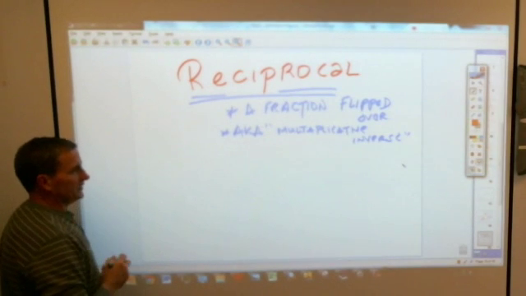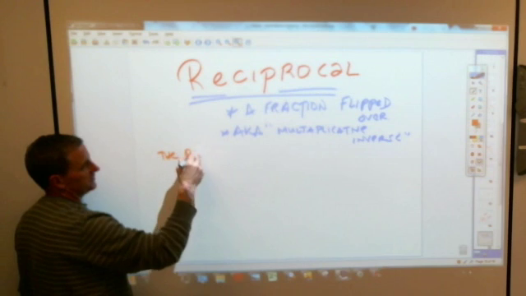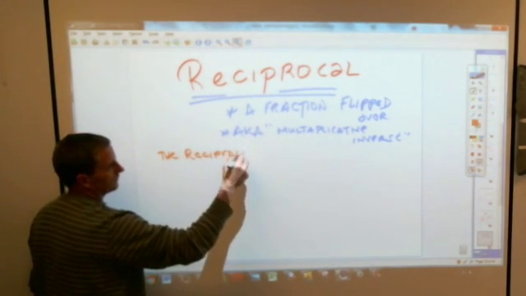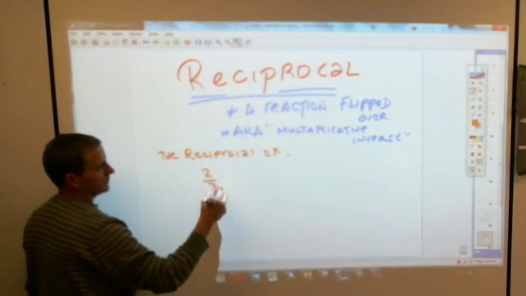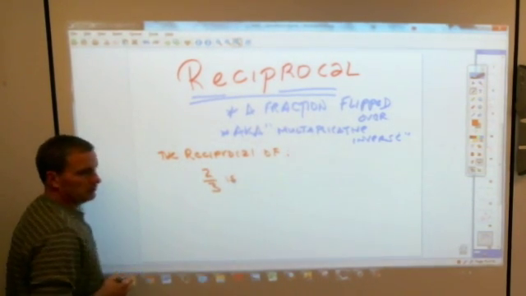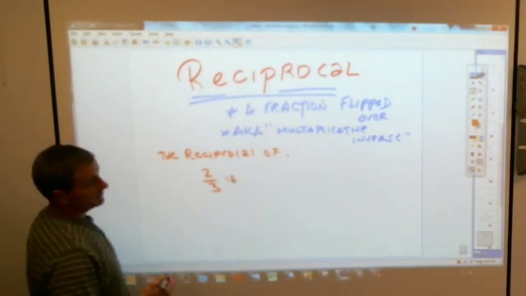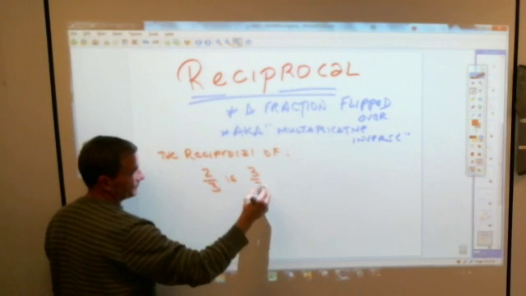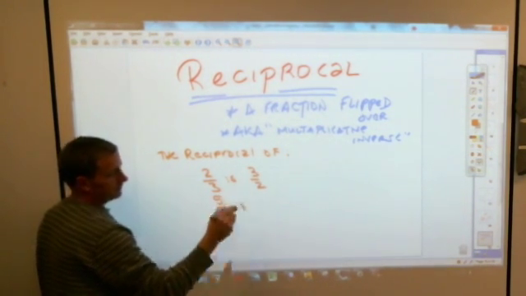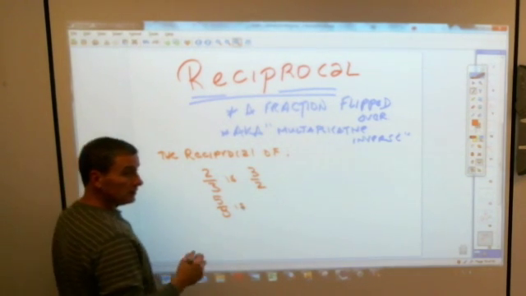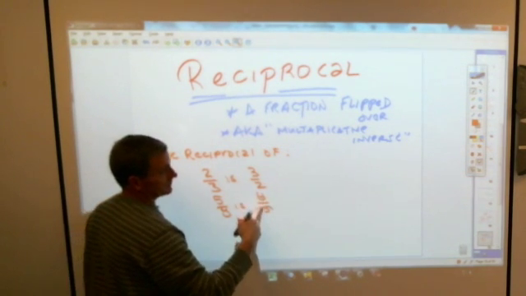Now, what does it mean, a fraction flipped over? Well, let's write this down. The reciprocal of 2/3 is, if you take 2/3 and flip it over, it's a pretty simple little thing. You get, John? 3/2. The reciprocal of 5/8 is, River? 8/5. And if it asks you for the reciprocal, you can leave it as an improper fraction.